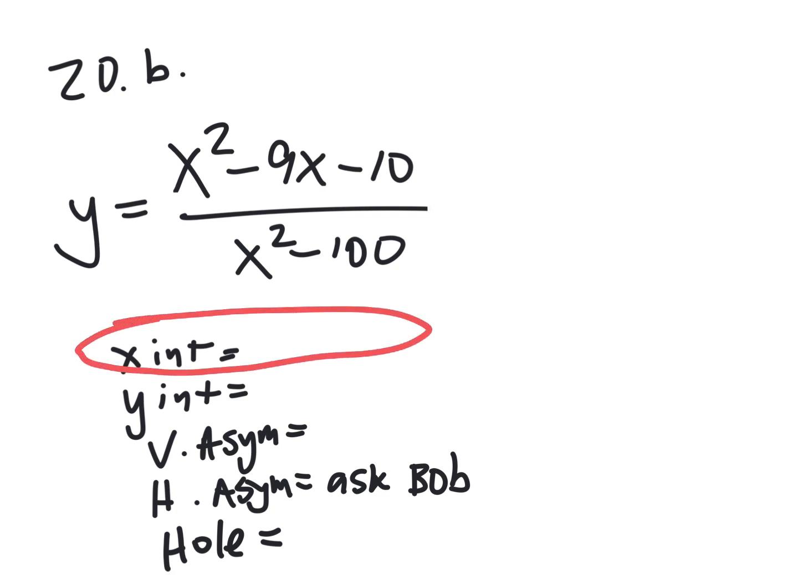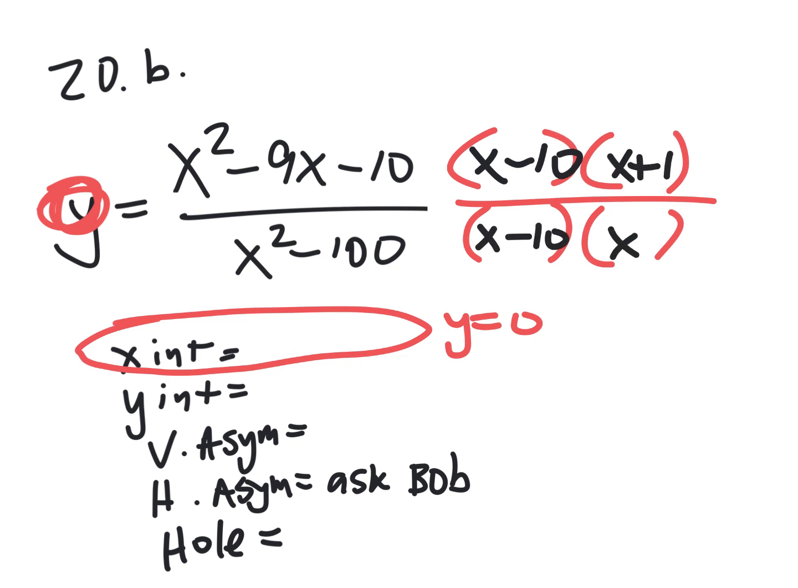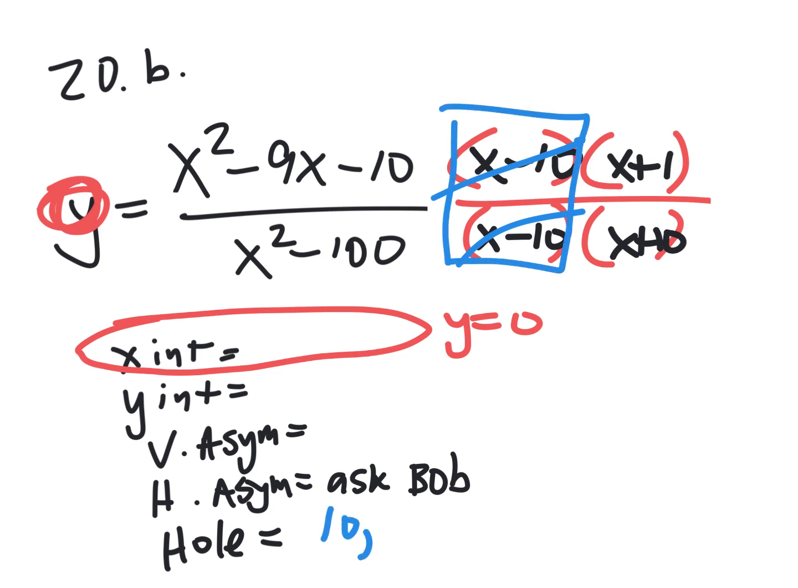X-intercept is where y equals 0. So I put a 0 here, and how does that even help me? Well, if I factor the top, because if you can factor it, you should, then we have x minus 10 and x plus 1, over x minus 10 and x plus 10. And look, coincidence? Of course not. That gives me what's called a hole at 10. 10 comma what? Does anybody know how to get the other part? Yes?